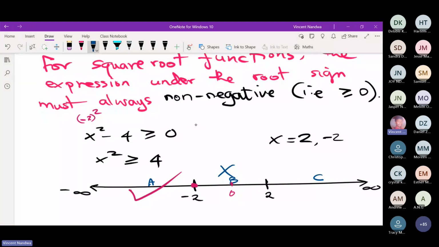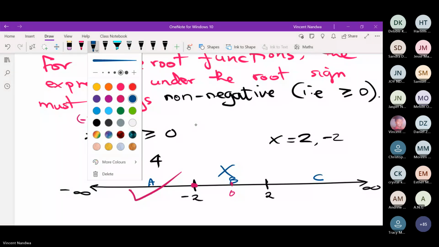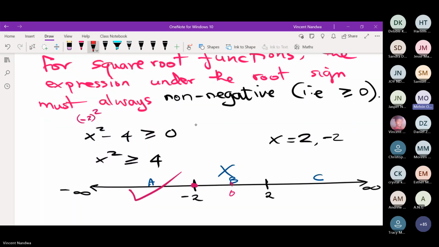Now the 2 itself, does it work or it doesn't work? The endpoint 2 works, because 2 squared minus 4 is actually 0, and 0 is greater than or equal to 0 is true. So 2 is also part of the domain. And then pick any number from 2 to infinity.